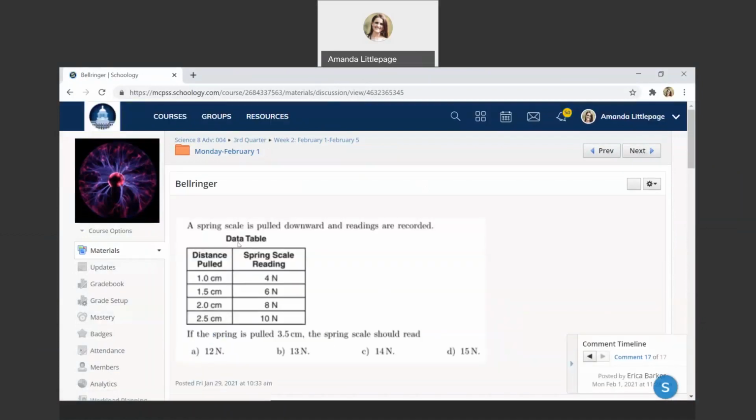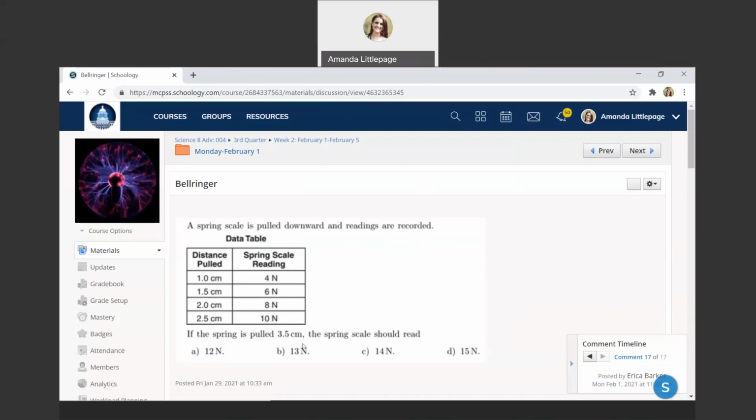For this one, it says a spring scale is pulled downward and readings are recorded. Notice the relationship between the distance pulled and the reading that is recorded. At 1 centimeter, it's 4. At 1.5, we've increased to 6. At 2, we've increased to 8. And at 2.5, we've increased to 10. So you should observe that there's a relationship. Every 0.5 increase, you see an increase of 2 newtons of force.